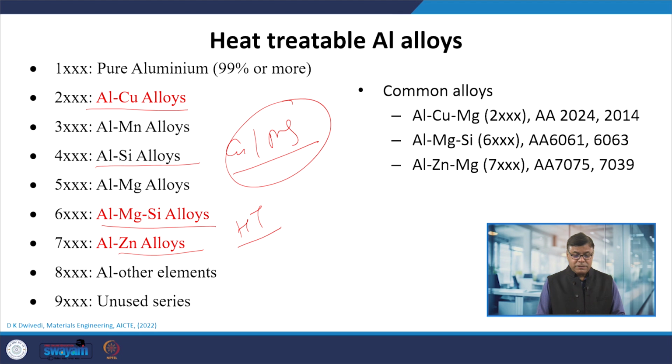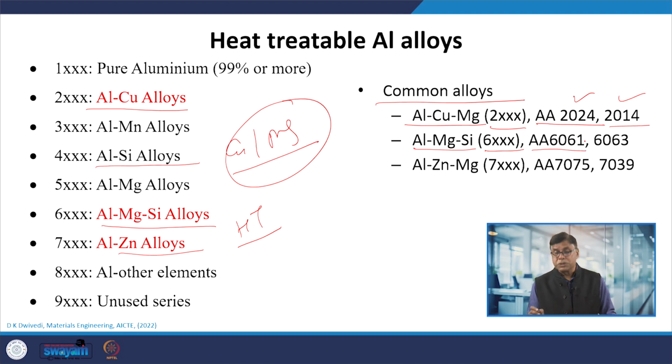So, this is about the entire classification of the wrought aluminum alloys. The most common heat treatable aluminum alloys are aluminum, copper, magnesium, that is the 2000 series, and the two most common alloys are 2024 and 2014. Similarly, aluminum, magnesium and silicon is the 6000 series aluminum alloy, and in this series 6061 is one of the most commonly used aluminum alloys, and 6063.